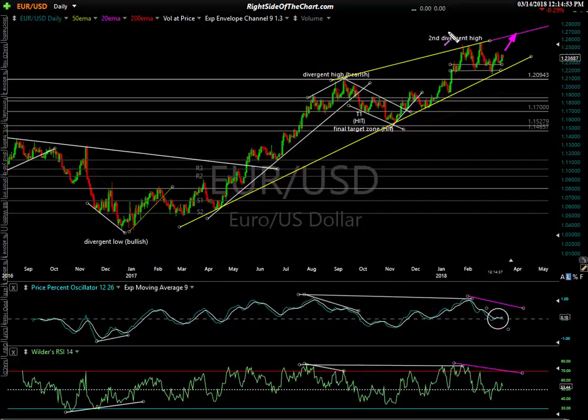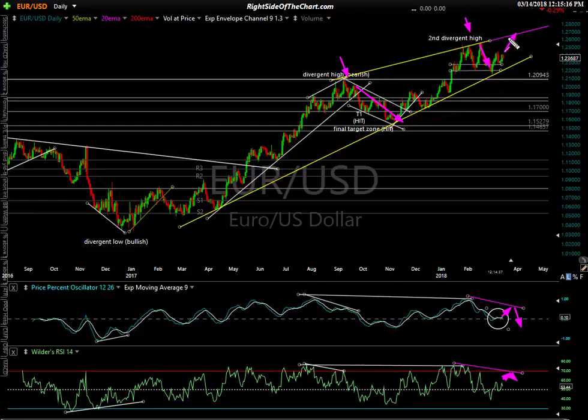In doing so, we did have a divergent high here, but that would put in that third. And I often say, three strikes and you're out. When it comes to consecutive divergences, it's pretty uncommon to see more than three consecutive divergences. In other words, this was divergent high number one, divergent high number two. Each of those were followed by corrections.